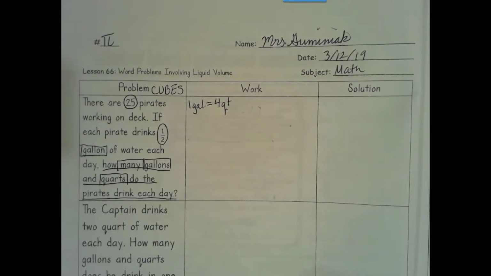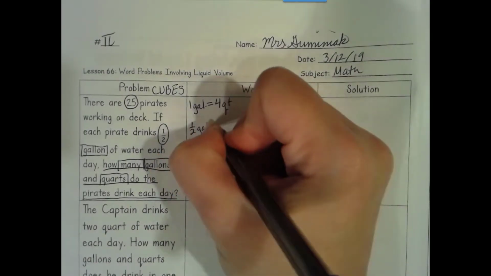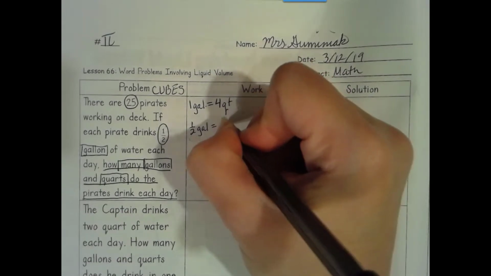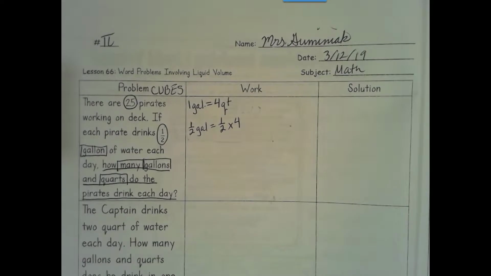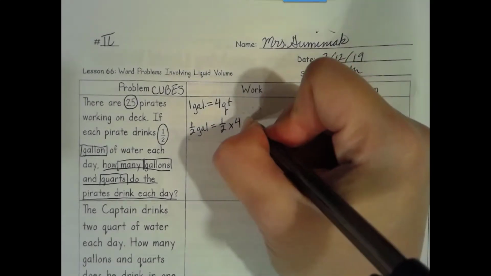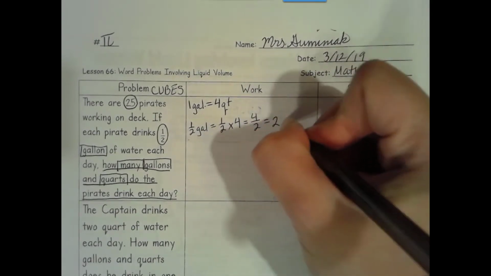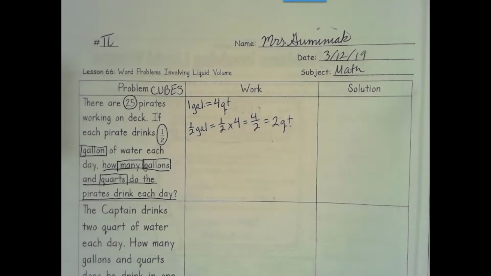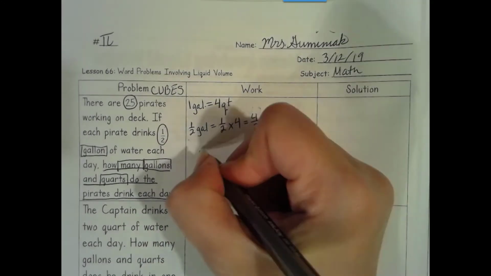Okay, so the first thing I'm going to do is look at what a 1/2 gallon is. Well, a 1/2 gallon is half of 4. Either 1/2 times 4 or 4 divided by 2. I get 4 halves, I get 2 quarts. So 1/2 gallon is equal to 2 quarts. That means each pirate drinks 2 quarts.